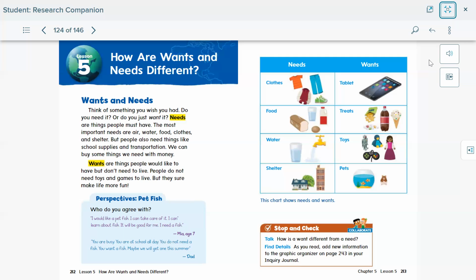Wants, I need a new tablet. Mine is old, or I want a bigger one than what I have now. Treats, like ice cream, candies. Toys, an extra toy to have fun. Pet, to have fun and enjoy taking care of. But these are all wants. So this chart shows the difference between needs and wants.